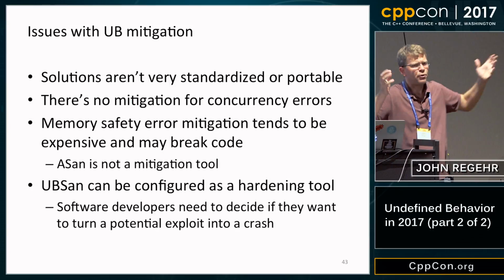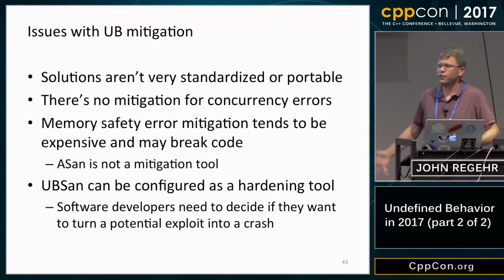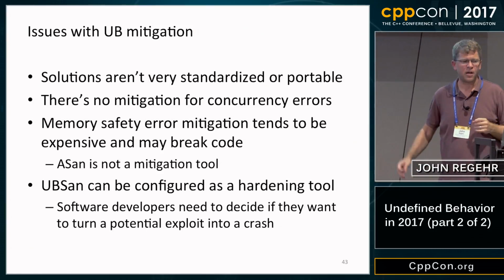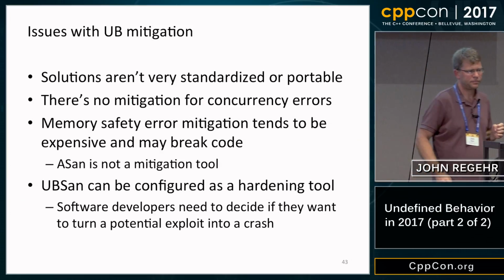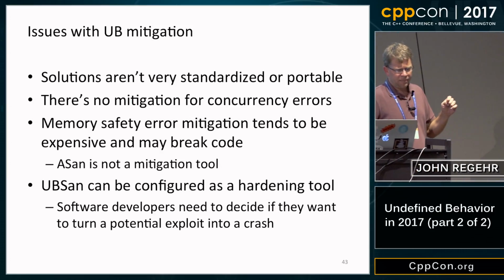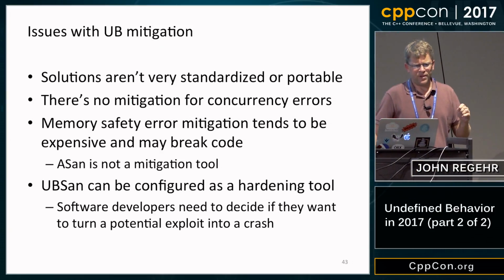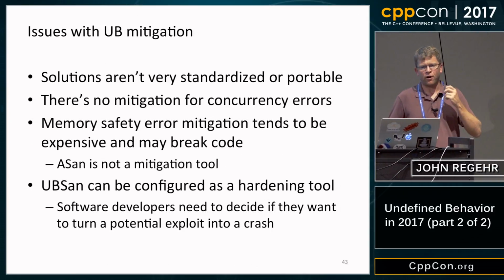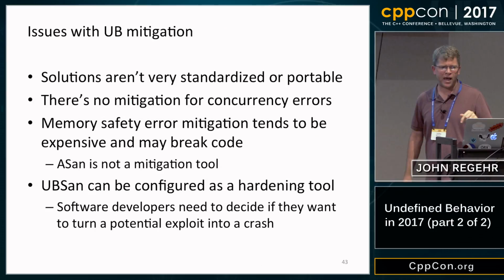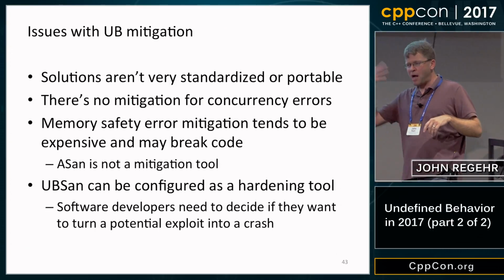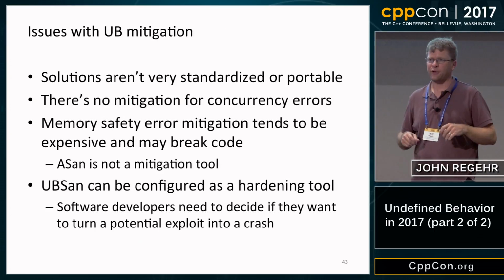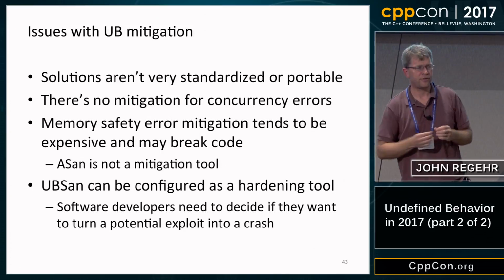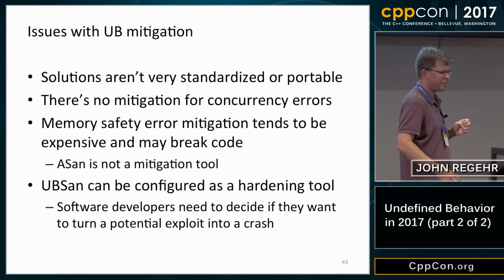Good. Okay, so production grade memory safety remains an elusive goal, and it'll be great when this finally appears, if it does. Yeah, and like I was mentioning, things like UBSAN can be configured as a hardening tool if you don't mind the fact that a bug might be turned into a denial of service if somebody can trigger it. And that's just, I guess, a decision that has to be made on a project by project basis.